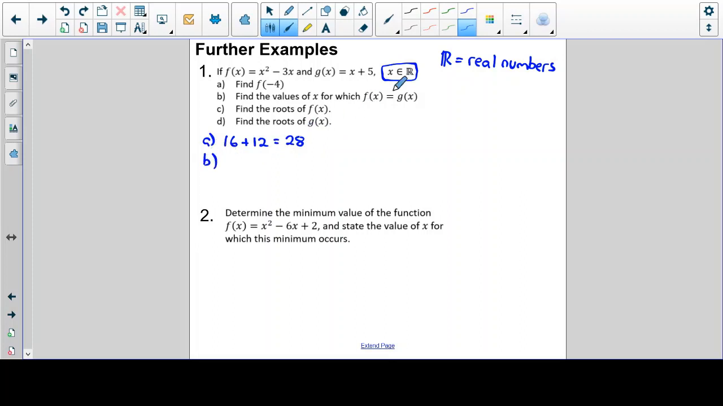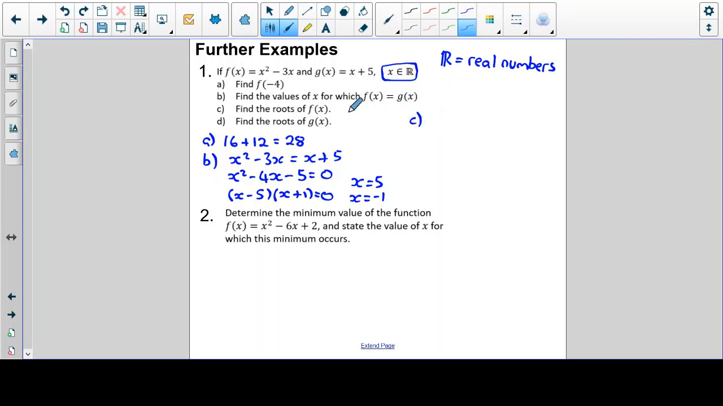Part B. When is f of x equal to g of x? Well, here we can just equate the two functions. X squared minus 3x equals x plus 5. Take it all to one side to give us a quadratic. Factorise that, and we have our two solutions. X equals 5, x equals negative 1.